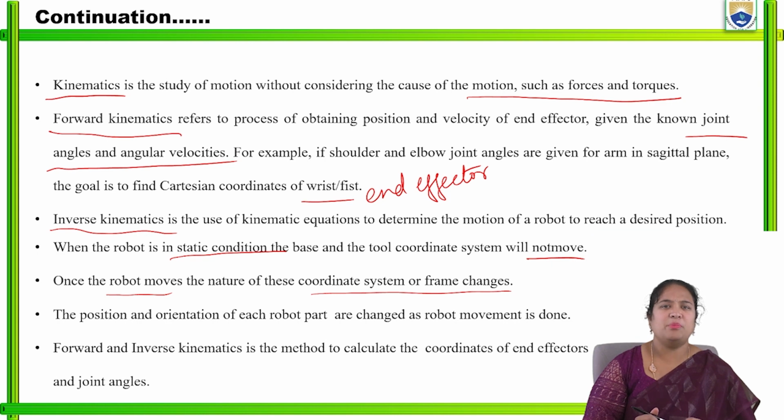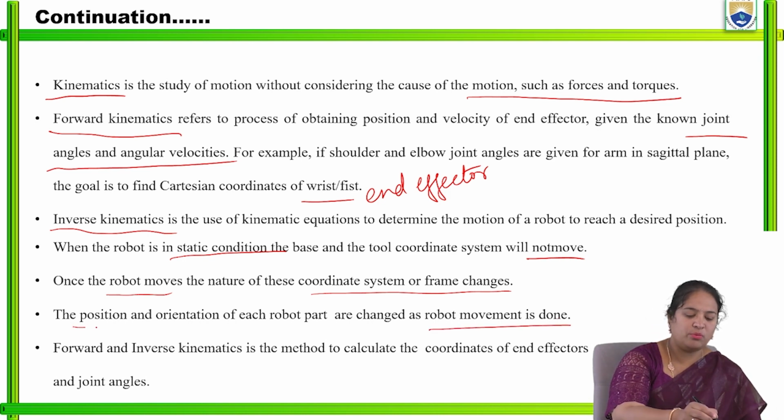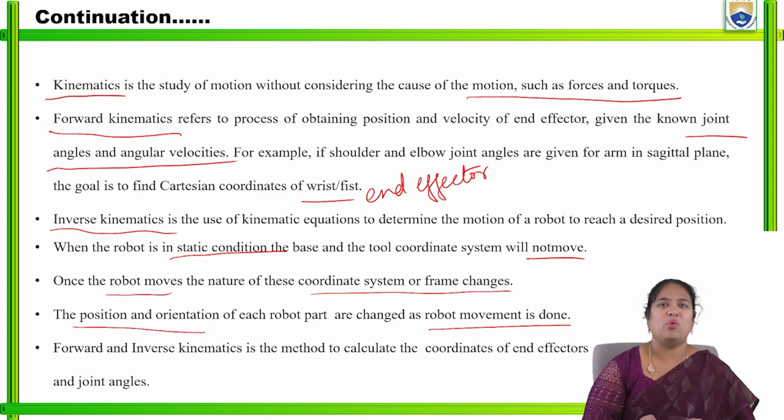Clear? That is, the position and orientation of each robot part are being changed as the robot movement is done. As the robot movement is done, the position and orientation of the robot will be changing. There will be movement occurring in the position or orientation of the robot.